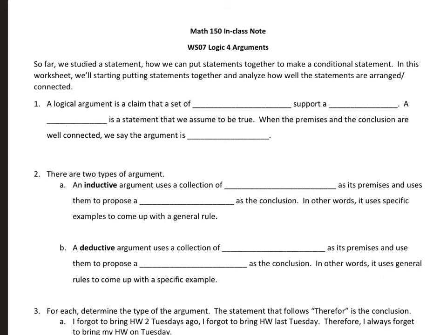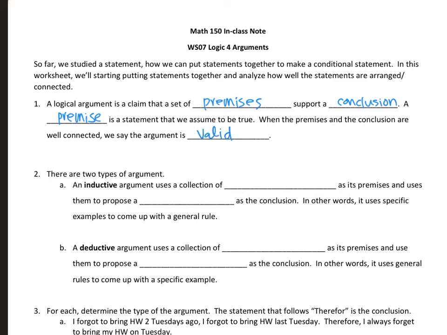An argument is a claim that a set of premises support a conclusion. So this is going to be a very typical structure of an argument. There's a premise part and there's going to be a conclusion part. A premise is a statement that we assume to be true. So that's the first part of the argument. And when the premises and the conclusion are well connected, we say the argument is valid.